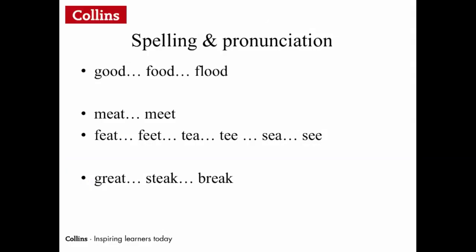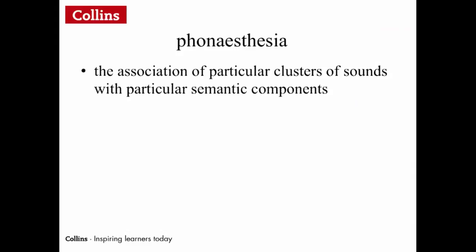But there's an exception. Because in English, there's always an exception. The rhyming didn't happen with these words: great, stake, and break. Now, the reasons why the rhyming didn't happen with these words are very complex. And the late linguist Michael Samuels argued that the pronunciation of these three did not align with E because of something called, I'll show you this word quickly, phonesthesia, the association of particular clusters of sounds with particular semantic components.